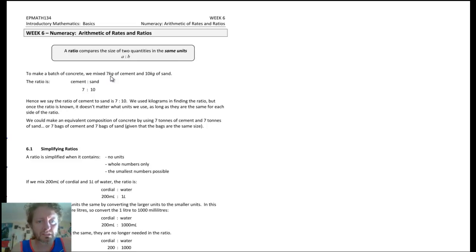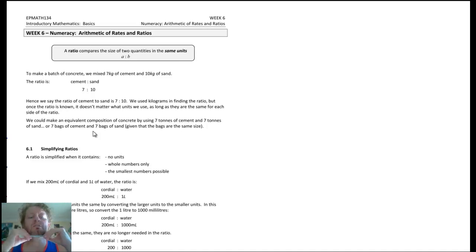We're mixing 7 kilograms of cement and 10 kilograms of sand. So the cement has a 7 on that side, the sand has a 10 on that side. And since they're the same units, kilograms, we don't need to write units in our ratio. Because if it's 7 portions to 10 equal size portions, it could be 7 buckets and 10 buckets, 7 grams and 10 grams. It doesn't matter. That's what the ratio tells us. 7 portions of this mixed with 10 portions of that.